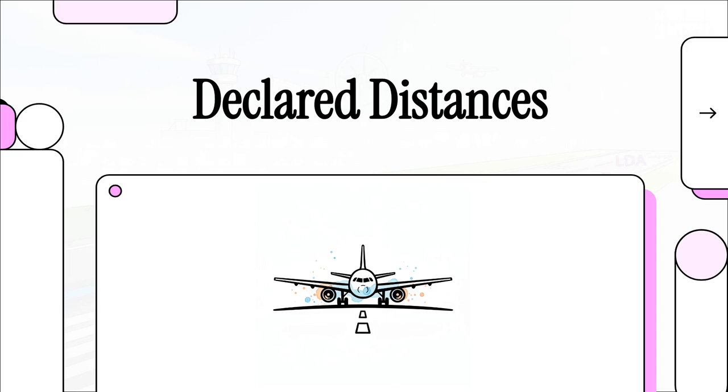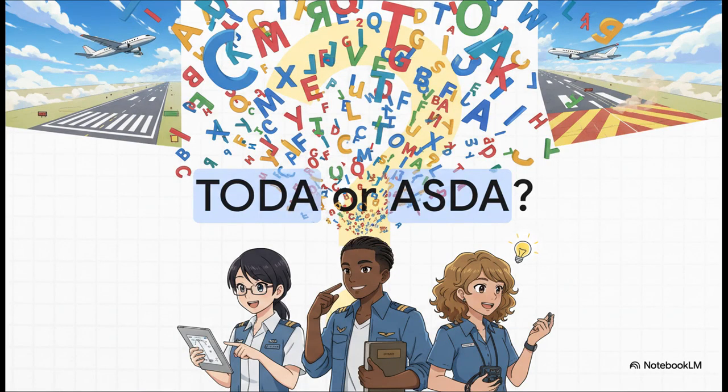Today's explainer tackles a topic that causes, well, a whole lot of headaches in flight school: runway declared distances. Look, if you are feeling kind of overwhelmed by all these acronyms, TORA, TODA, ASDA, LDA, trust me, you are definitely not alone. It looks like absolute alphabet soup on the page, right? And it trips up so many students when test day finally rolls around. But don't worry, we're going to break this all down logically so it basically becomes second nature to you.